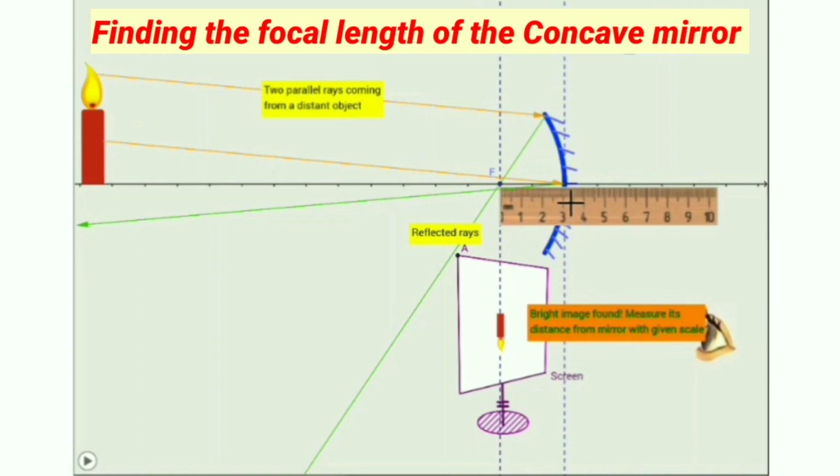Note this down, record these values in the observation table and repeat the same experiment 2 to 3 times. If you get the same value, no problem. If there is any difference in the values, then we can take the mean value of the focal length. So this is the focal length of this concave mirror.